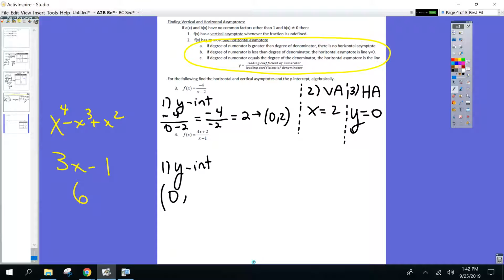Okay, ready? You just plug a 0 in for x. If you plug 0 in on top and on the bottom, what number would pop out? You got 2 over -1, so -2. So that means my Y-intercept is 0, comma.